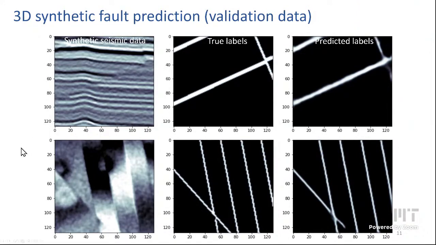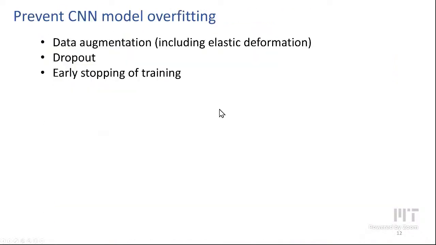Yeah, sure. Thank you. So here's the prediction on the validation dataset. You will see the prediction labels are pretty close to the true label here. And after that, we are going to improve the CM model with data augmentation and so on.